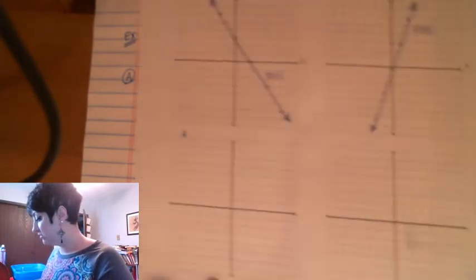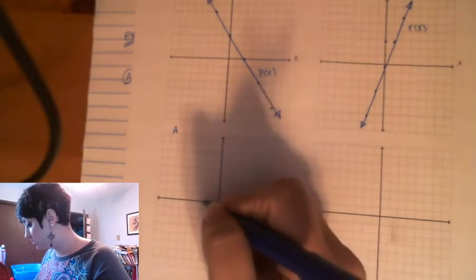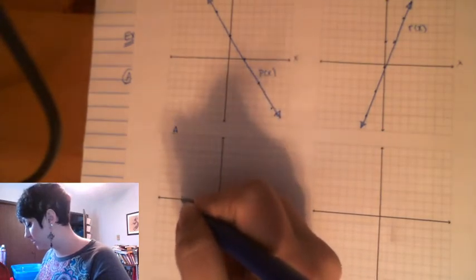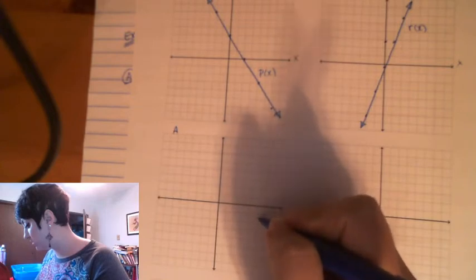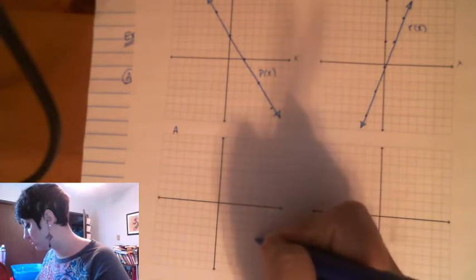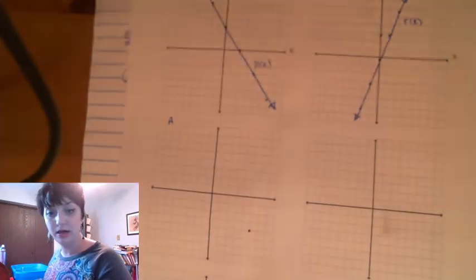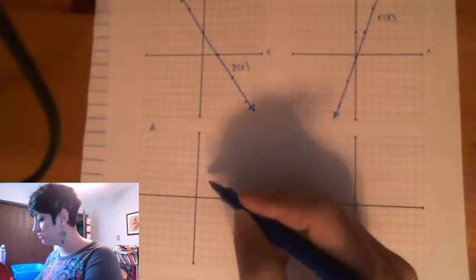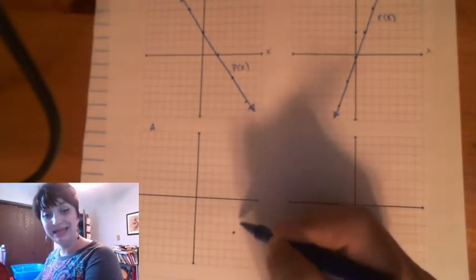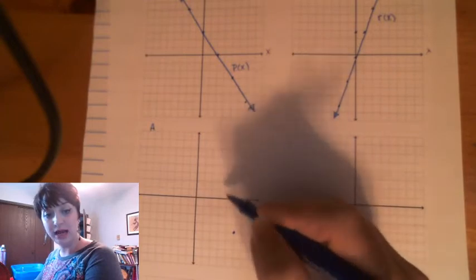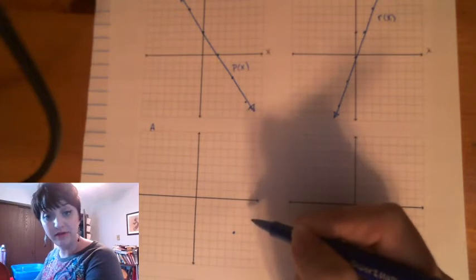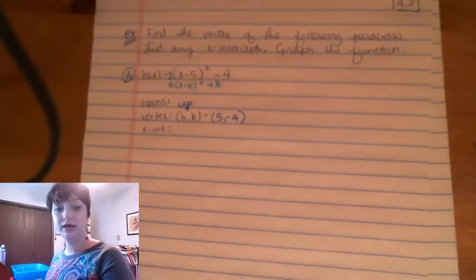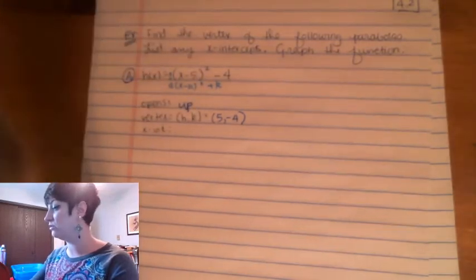It's 5, negative 4. So 1, 2, 3, 4. Sorry, that's negative 5. 1, 2, 3, 4, 5. 1, 2, 3, 4. So right here. And this opens up, right? So it is going to cross the x-axis at some point, which means it does have x-intercepts. All right. Now remember, an x-intercept is when your y value is 0.